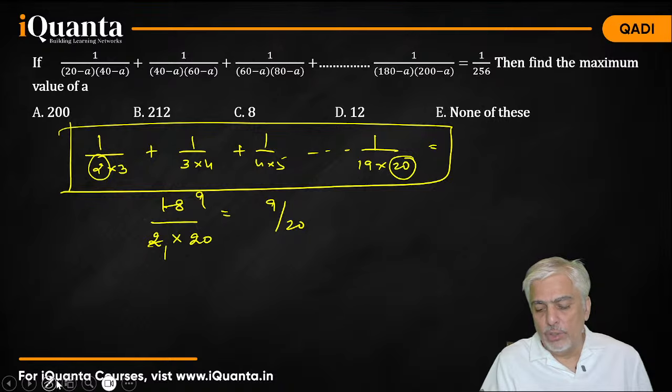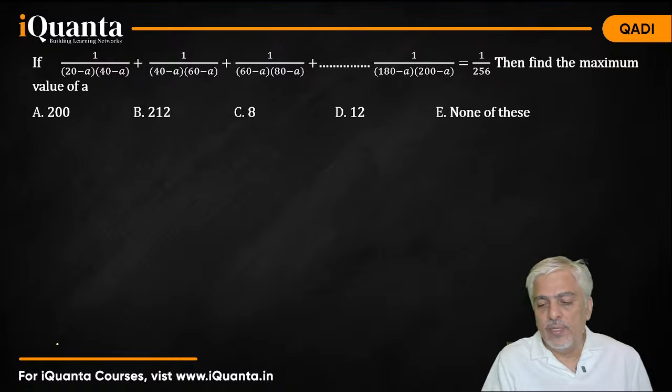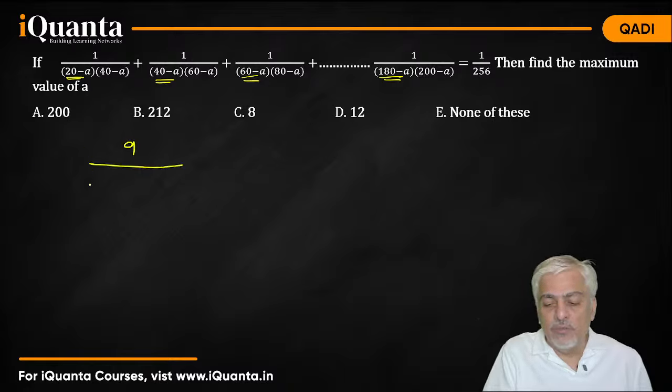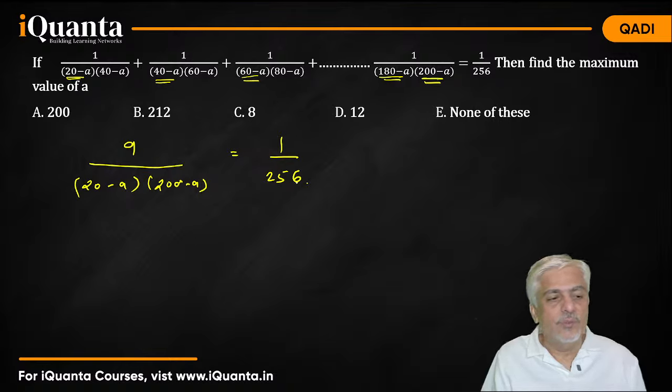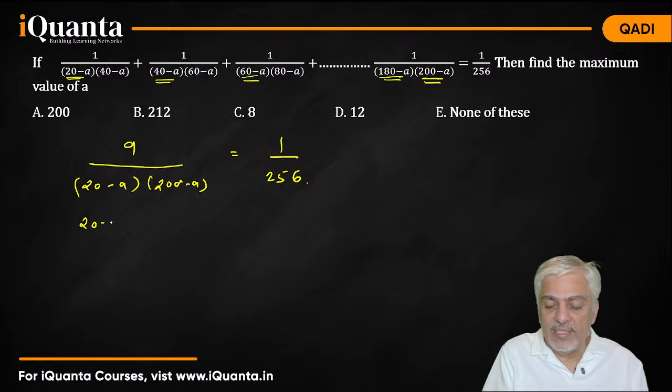Okay, pay attention how to do it. I think people are stuck. This is 21s, 22s, 23s, this is 29s, which means there are 9 terms. So sum of all numerators will become 9 upon first term of the first denominator multiplied by last term of the last denominator is equal to 1 upon 256. Right? So we will get 20 minus A into 200 minus A is equal to 256 nines are.